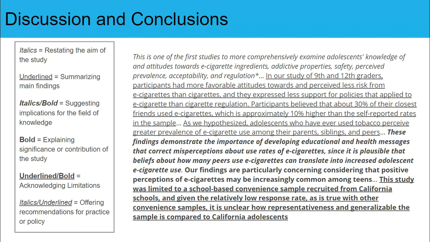So here is an example, and on the left-hand side, we're looking at all the different parts the conclusion is composed of. We're looking at restating the aim in our first sentence, and summarizing our main findings. In italics and bold here, we can suggest some implications for the field of knowledge. The plain bold looks at the significance or contribution of the study, and the underlined bold is acknowledging our limitations.